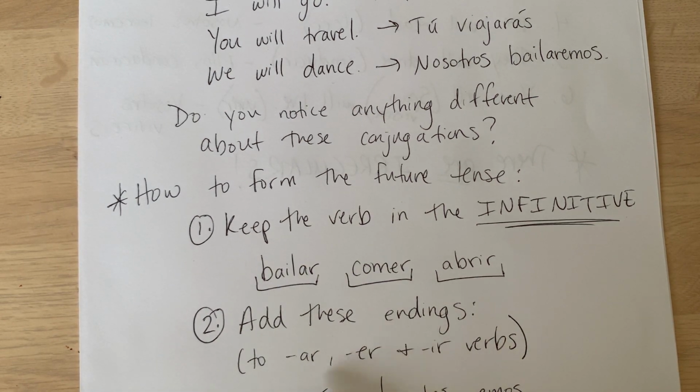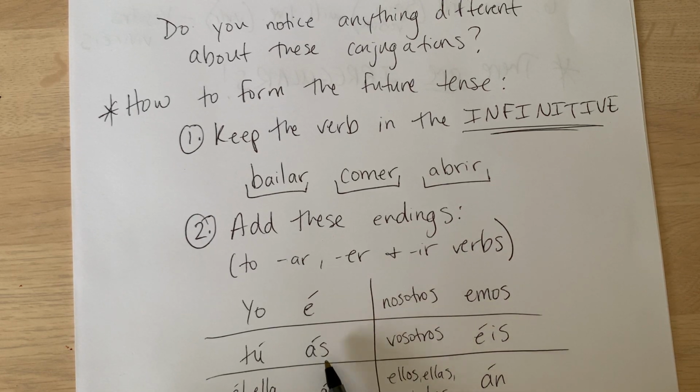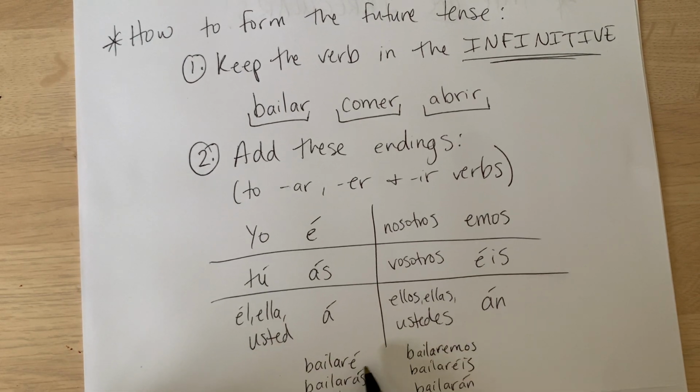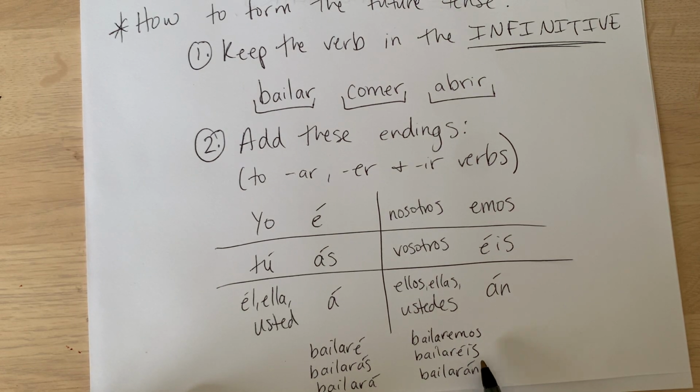Okay, so you add, for a, or, e, or, and, I are regular verbs: é, ás, á, emos, éis, and án to the infinitive. So we did an example: bailar, bailaré, bailarás, bailará, bailaremos, bailaréis, bailarán. I will dance, or I shall dance. You will dance, he or she or you will dance. We will dance, you all will dance. This is Spain only. And they or you all will dance.